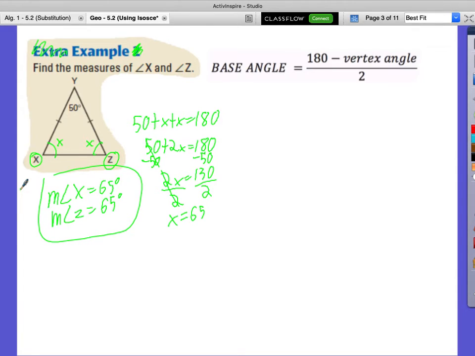So this whole base angles thing, the whole idea that isosceles triangles have two congruent angles, is going to come in handy for these, okay? It really will. Casey, okay, how'd you do it? Okay, and it worked the same way, right? It worked the same, right?